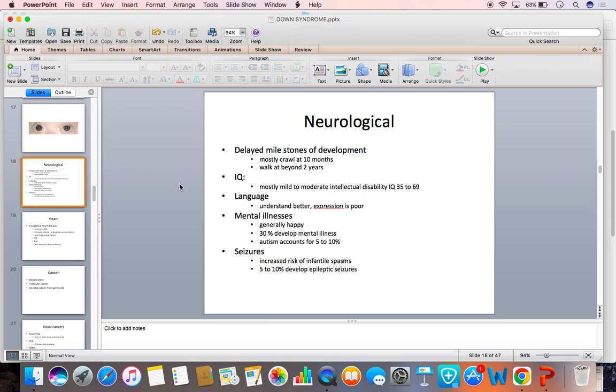Coming to neurological manifestations, delayed milestones of development. Mostly they crawl around 10 months, and walk beyond 2 years because of hypotonia, they cannot stand properly. Walking is delayed. IQ, mostly mild to moderate intellectual disability. IQ between 35 to 69.